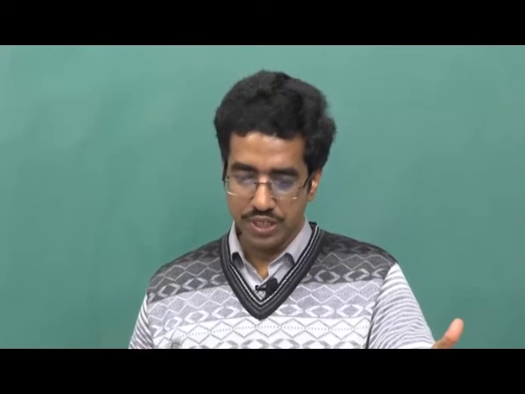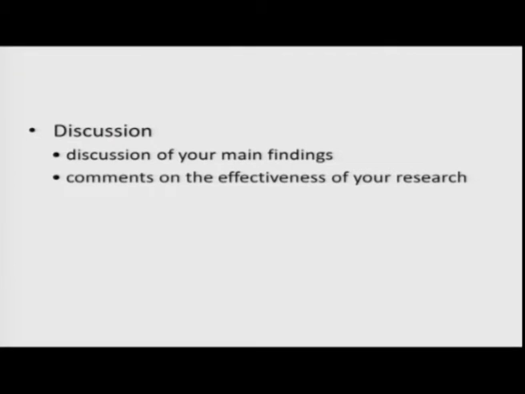That is what you do in discussion. Here you discuss your main findings, and then you comment on the effectiveness of your research. Also, you talk about any limitations your study had. Obviously, no study can be perfect. You may have missed out on something, or you did not expect one particular variable to play a very important role. Such limitations are also included under this section.